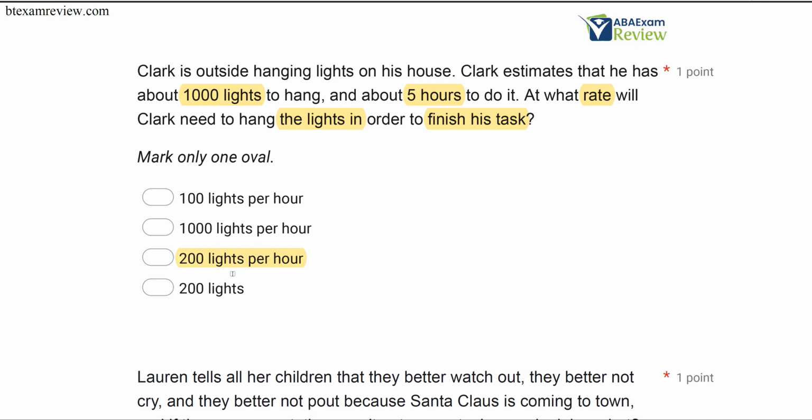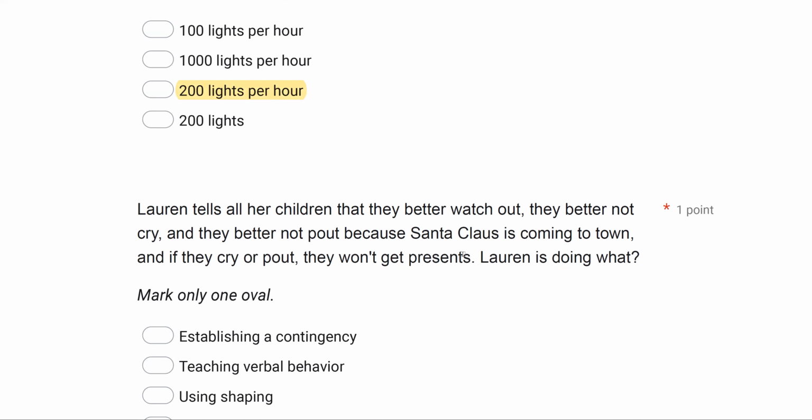200 lights is simply a frequency. If you have rate, you also need the time component. That's what separates frequency from rate. 200 lights is simply a count. When you say 200 lights per hour, now you have an actual rate. So at what rate will Clark need to hang the lights in order to finish his task? The best answer is C, 200 lights per hour.